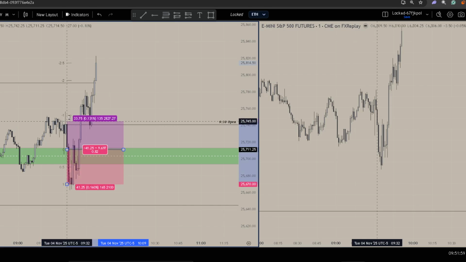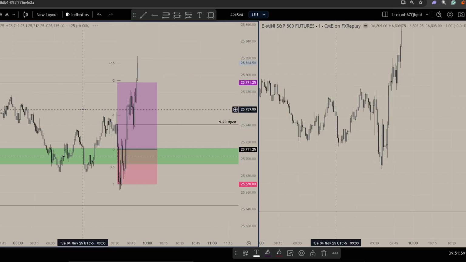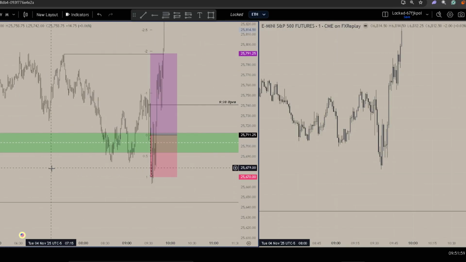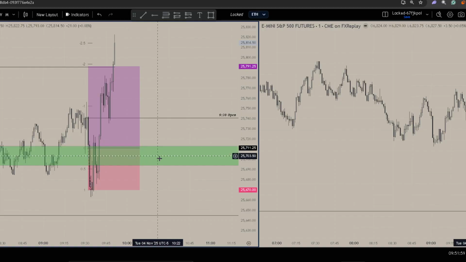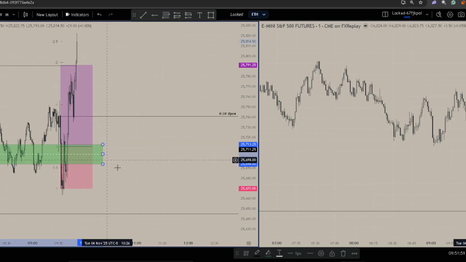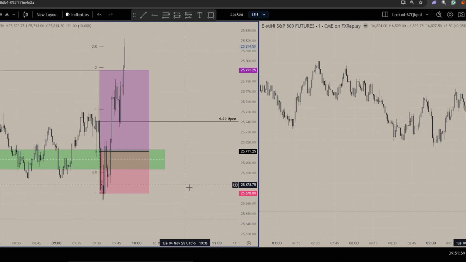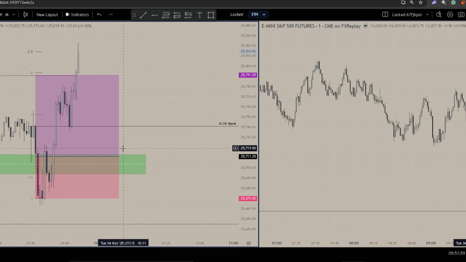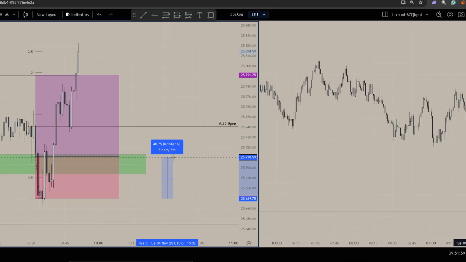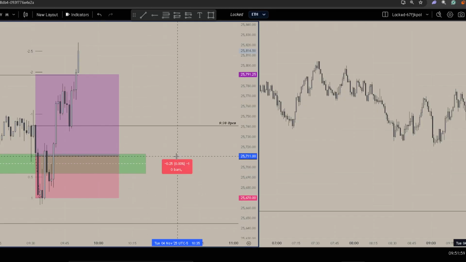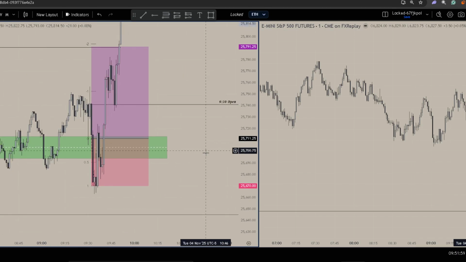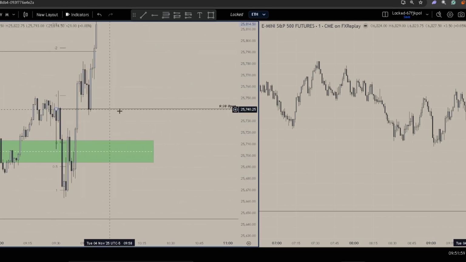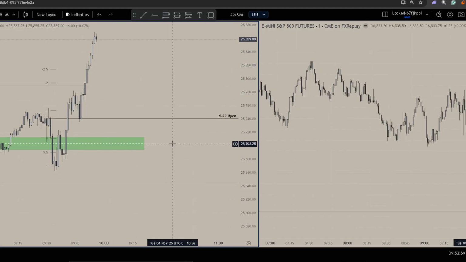IFVG. Like, this is clean. This is clean. It's just the fact that the stop loss is a little wide. What's that? About a 40-point stop loss. Okay, so like this is clean. So now we're just gonna keep fast forwarding. We're gonna wait till that 10 a.m. open.